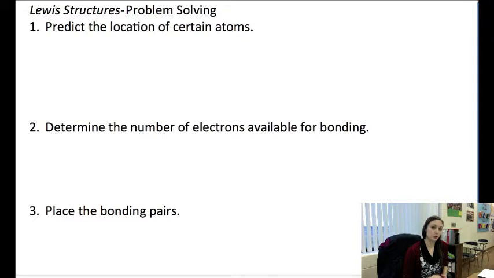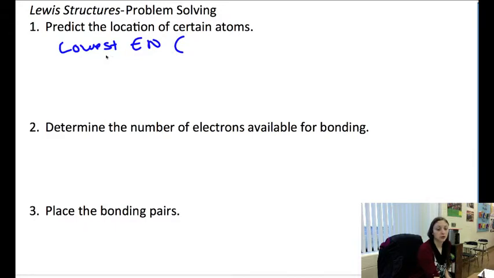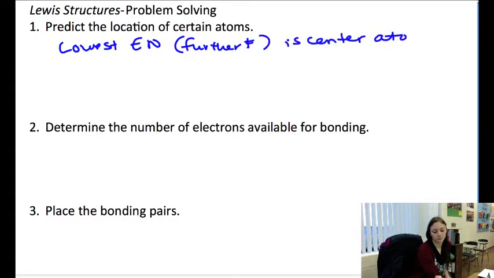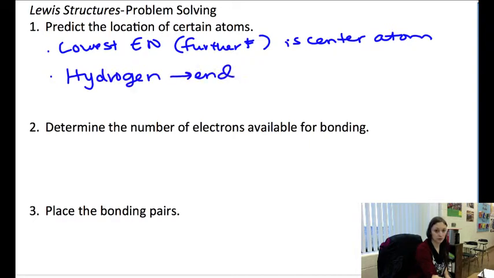When you go to draw a Lewis structure, you have 5 steps. The first step is you predict the location of certain atoms. Okay, the lowest electronegativity, which remember that means lower electronegativity is further from fluorine, is the center. Other things like hydrogen are always on the end. Halogens are usually on the end, but not always.